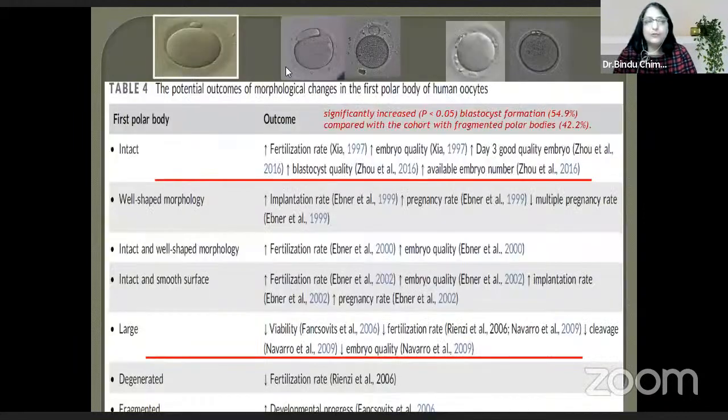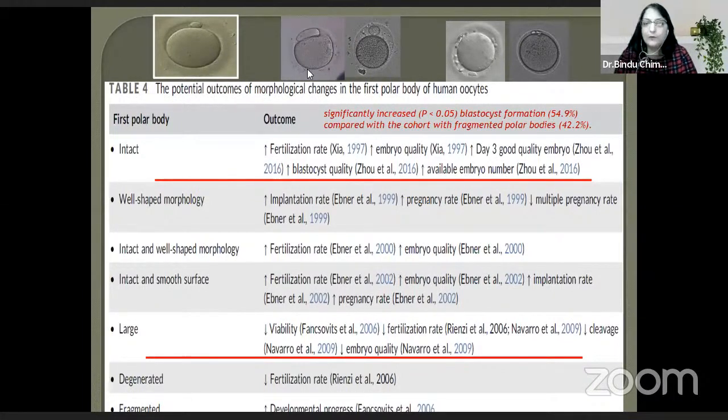Now coming to the other morphological parameters that may affect the blastocyst formation rate, the potential outcomes of morphological changes in the first polar body of the human oocytes. As depicted in this first picture here, a normal oocyte, good morphology oocyte with optimal zona pellucida, the requisite perivitelline space and the polar body.